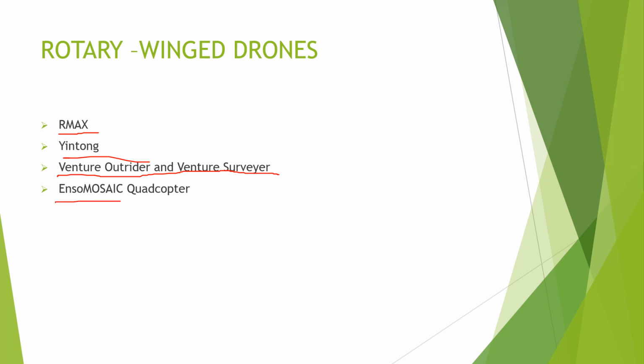And the next one is going to be the Enso Mosaic quadcopter. It is used for agriculture fields, using NDVI to monitor natural vegetation and crop progress. It is about 67 centimeter in size with a takeoff weight of 3.7 kg, and it supports a payload of 8 kg.